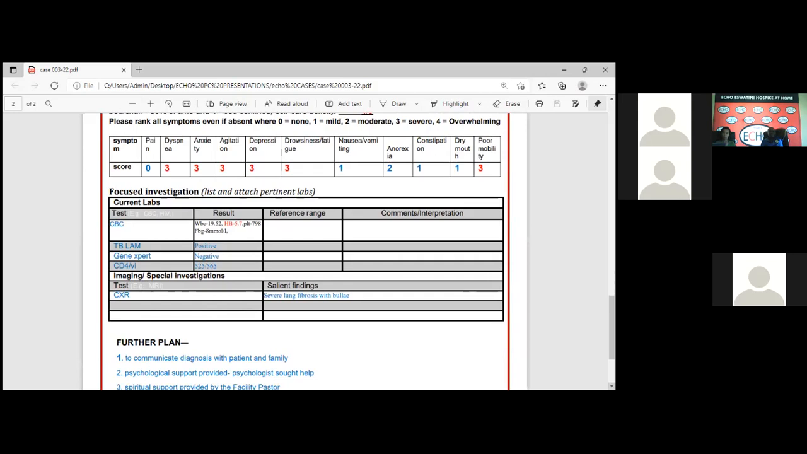She has a CD4 count of 525 and a viral load of 565. Other investigations which were done were chest X-ray, which revealed severe lung fibrosis with bullae.